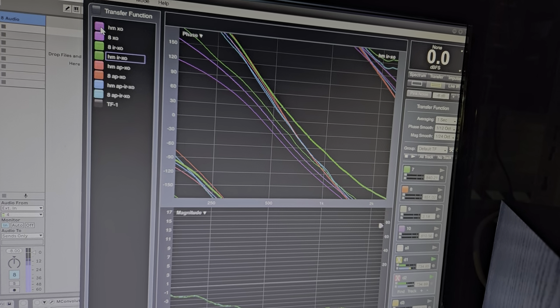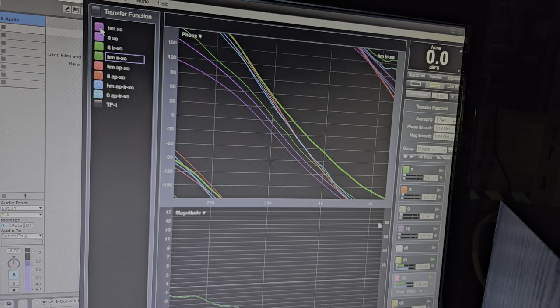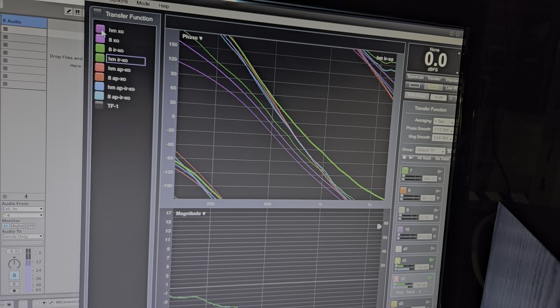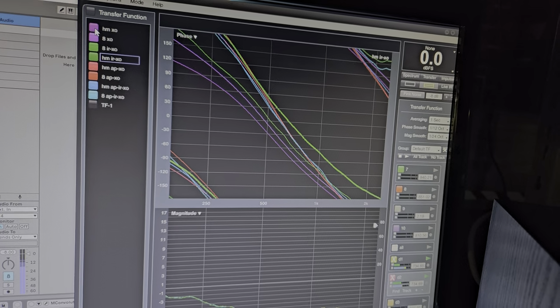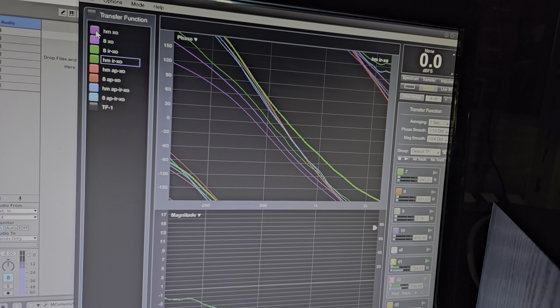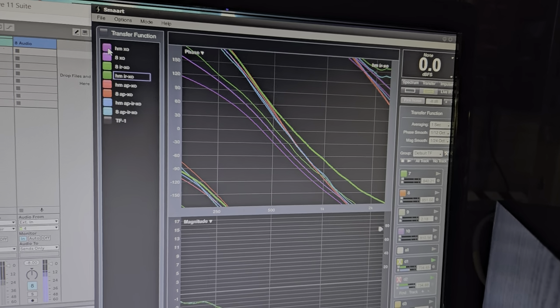So I still have my doubt about measuring phase and including the impulse responses. All right, that's that.